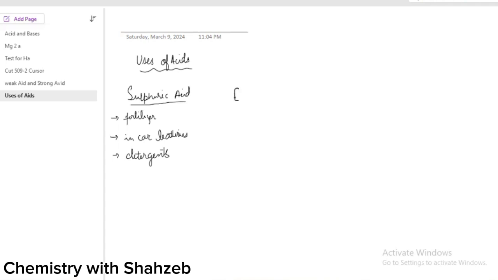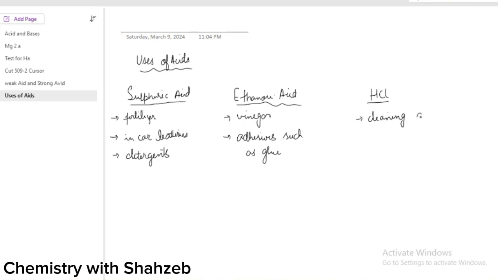Then moving further to ethanoic acid. We use it in vinegar, to preserve food, or in making adhesives, such as glue. Then we'll discuss HCl, hydrochloric acid. It is used in cleaning of metals, and then it is used in leather processing as well.